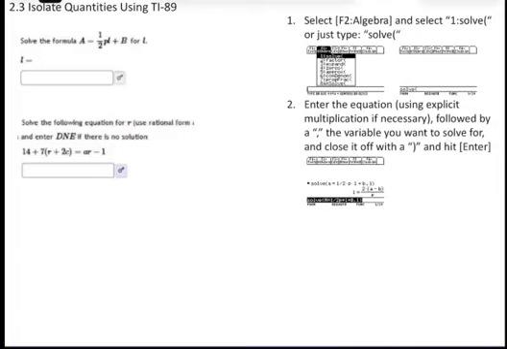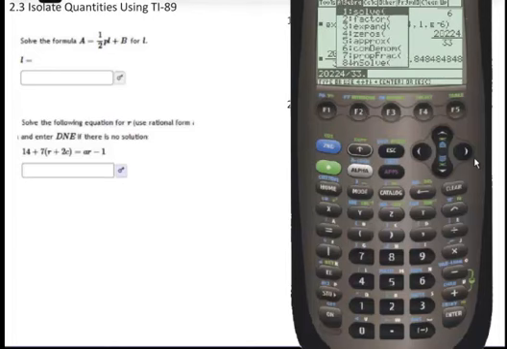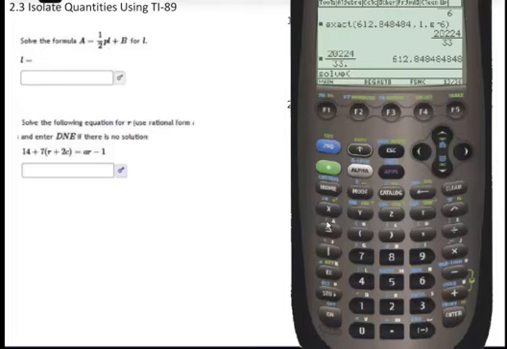The next chapter, Chapter 2, let's look at some of the ways that we were working through problems here. One is to take a given formula and isolate a specific variable from it. If this is the case, you're just going to use the solve feature of the calculator, located in the F2 algebra tabs. Solve, you're going to write your equation exactly as it appears.